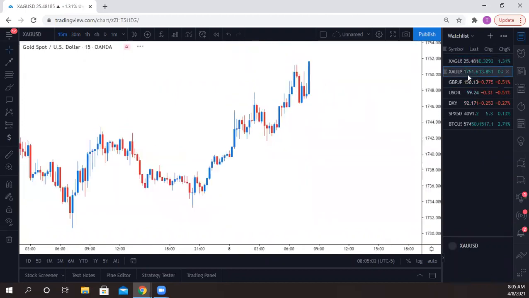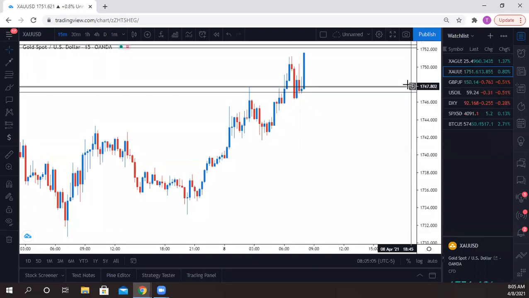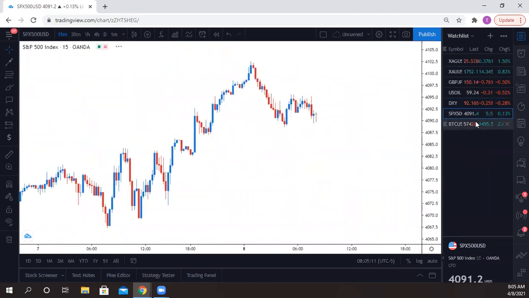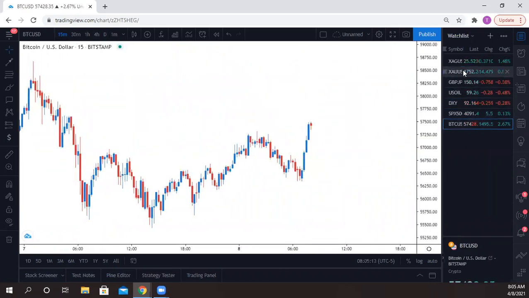So just, know your market, know what's going on. Man, gold and silver are ripping right now. The dollar must be melting. Yeah, it's falling off pretty nice today. Bitcoin's bouncing too.